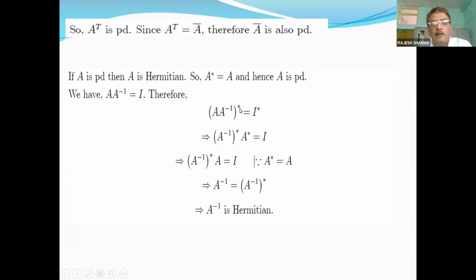Now take the conjugate transpose on both sides. I star is I, and the conjugate transpose of this is A inverse star A star. Now this A star is A, because A is positive definite, therefore it is Hermitian. Now if we have this equation x y is equal to identity, this means y inverse is x. So this means A inverse is A inverse star. So this shows that A inverse is also Hermitian.